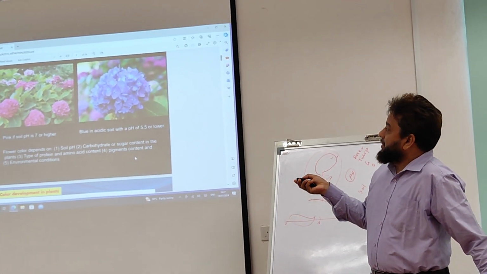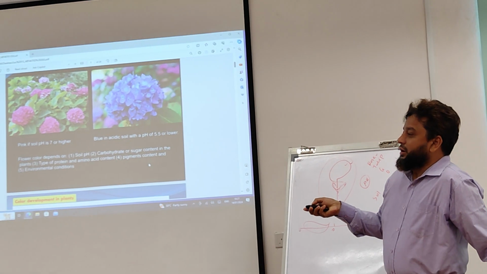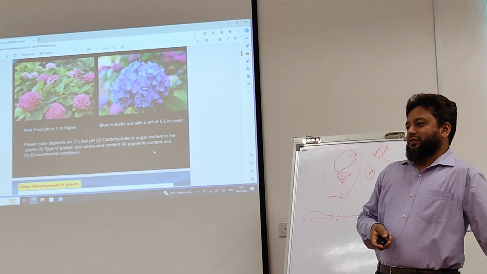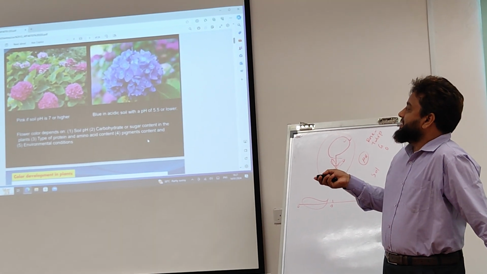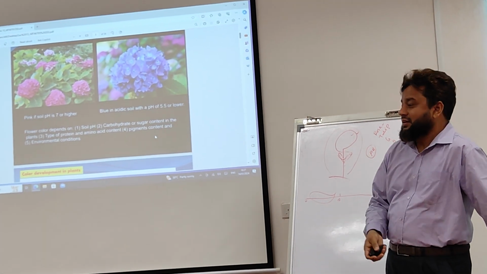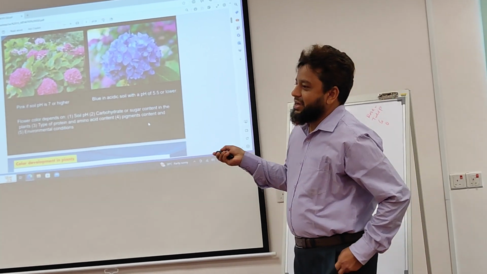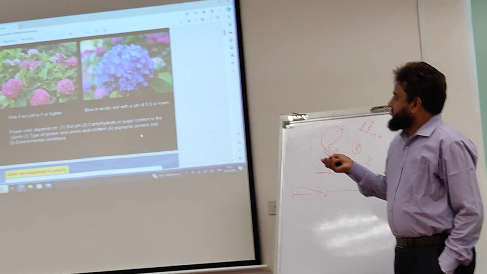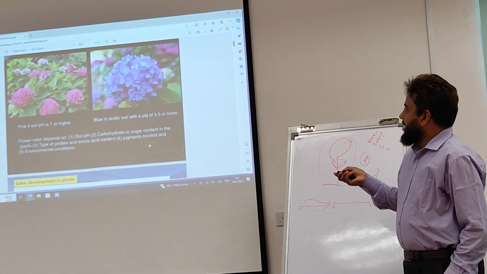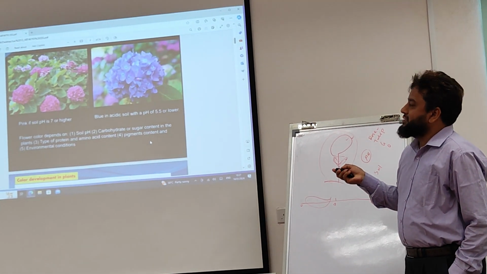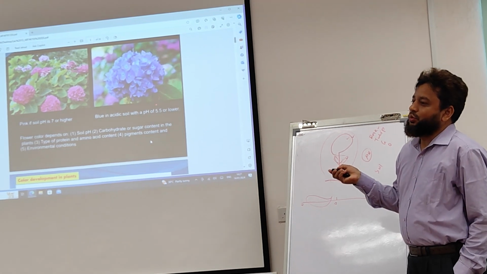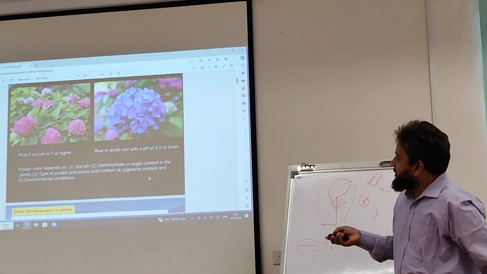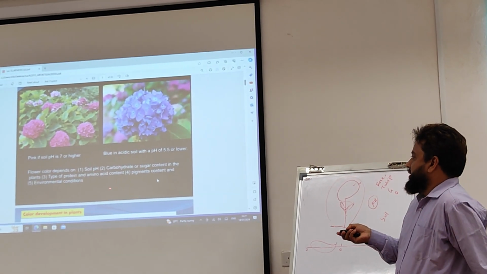They give the pink if we grow this plant in alkaline soil. Okay, so it means if the soil pH is around 7 or more than 7, they make the flower pink. So if the plant grows in acidic soil, it should be around 3, 4, 5, then it makes blue color flower.